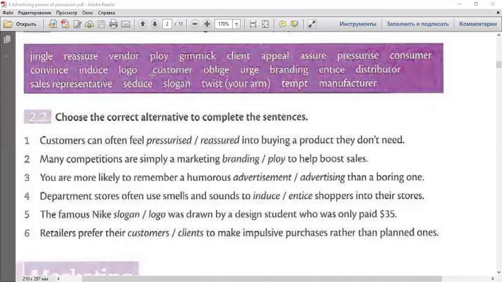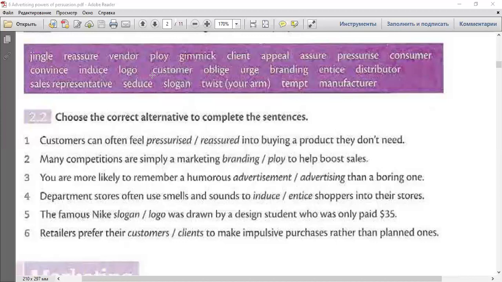your topic is advertising. The number 3, you're more likely to remember a humorous, is it advertisement or advertising than a boring one. So number 3, since this is a particular one, so it should be advertisement, not the process of advertising, but a humorous advertisement, right? Then number 4, department stores often use smells and sounds to entice shoppers into their stores, so like to tempt them, to attract them, right?